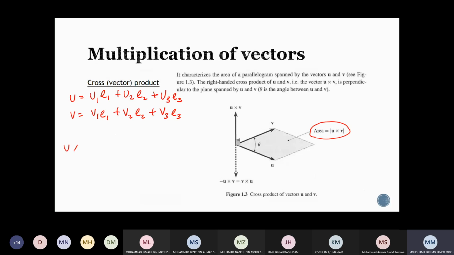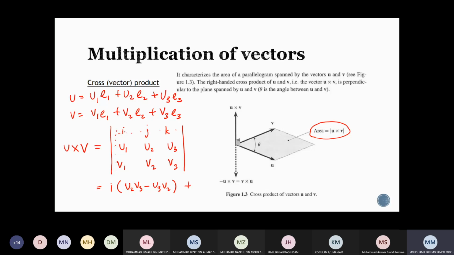So if you want to find U cross V, you can use the determinant, okay? Determinant concept. So dulu kita belajar I, J, K, and then kita letak U1 sini, U2, U3, V1, V2, and V3. And then kita cari determinant dia. So I equals U2 V3 minus U3 V2.